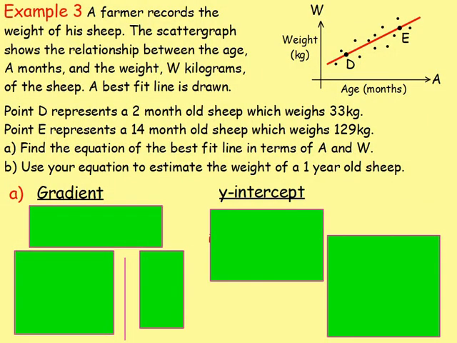Example 3, a farmer records the weight of his sheep. The scattergraph shows the relationship between the age, A months, and the weight, W kilograms, of the sheep. A best fit line is drawn. There's our best fit line there in red, and you can see it goes in the direction of the points, roughly the same number of points on both sides, and it's looking lovely. Point D represents a 2-month-old sheep which weighs 33 kilograms, and point E represents a 14-month-old sheep which weighs 129 kilograms. Part A, find the equation of the best fit line in terms of A and W, and Part B, use the equation to estimate the weight of a 1-year-old sheep.